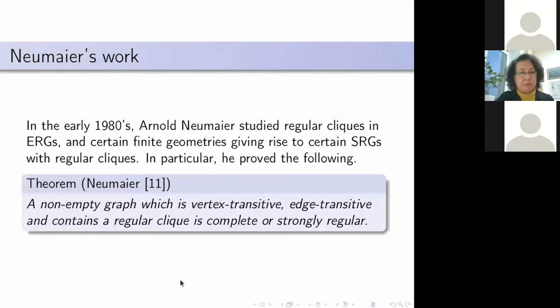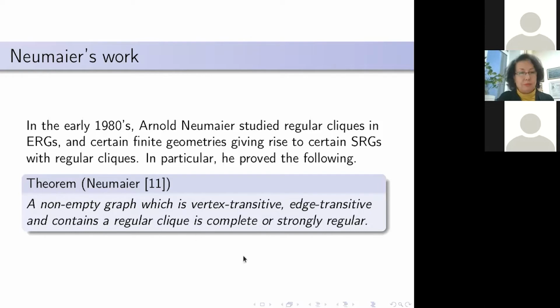So here's a 2 regular 8 clique. And as Martin says, Neumaier in the 80s was working with edge regular graphs containing regular cliques in relation with certain finite geometries. And in particular, he proved this theorem saying that a non-empty graph, which is vertex and edge transitive, that also contains a regular clique, is either complete or strongly regular.